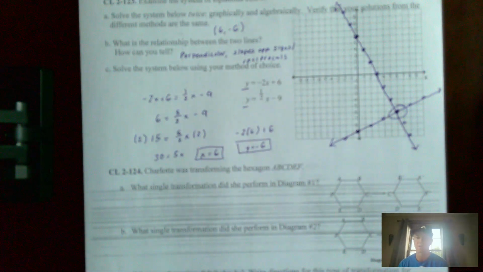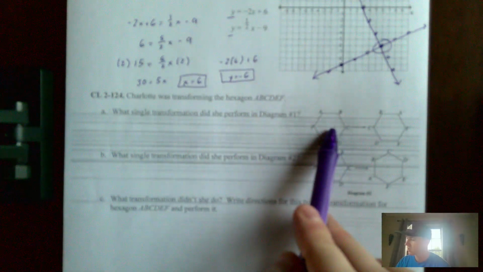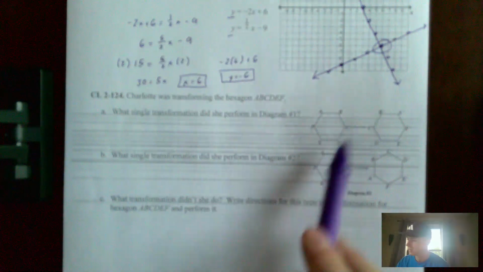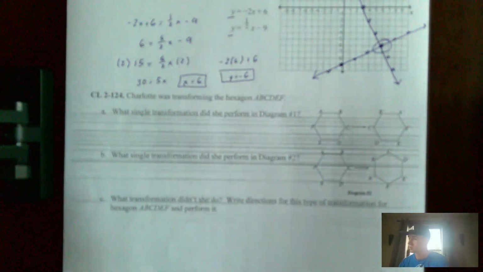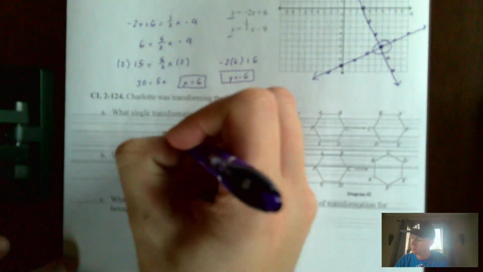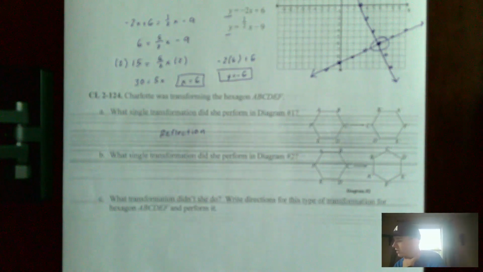All right, so again, just being able to apply those methods to solve for them. All right, and then 124, it says Charlotte was transforming the hexagon. What single transformation did she perform from diagram 1? If we look, A and B actually flipped, C and F actually flipped, and then D and E actually flipped. This is what we call a reflection.